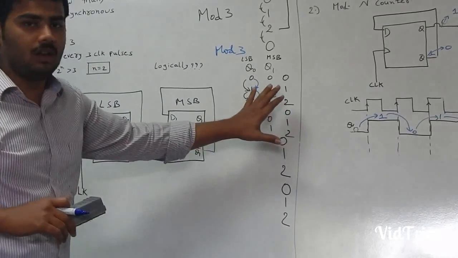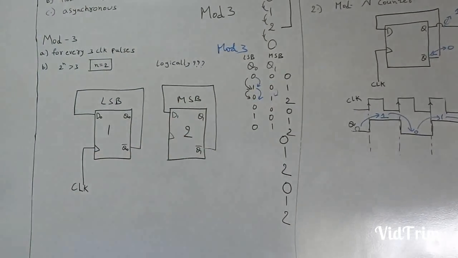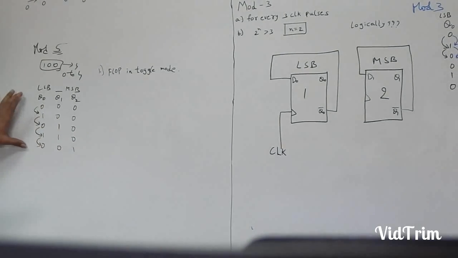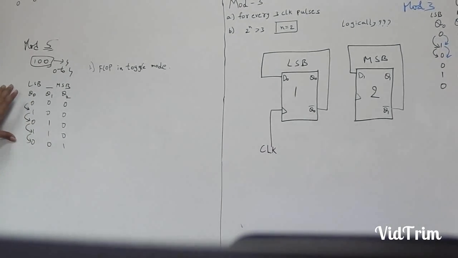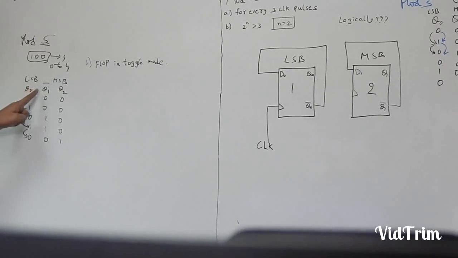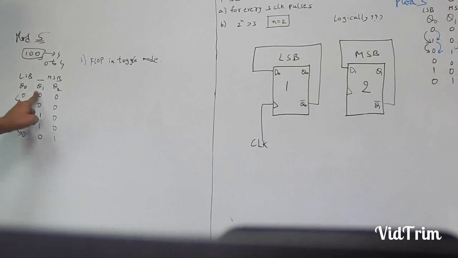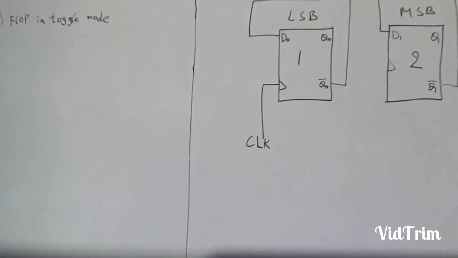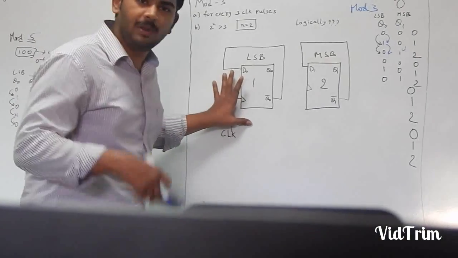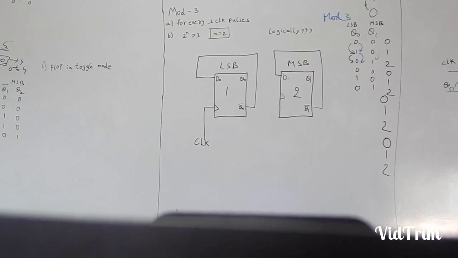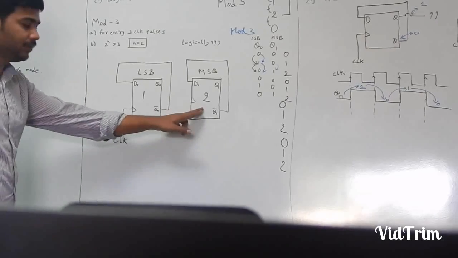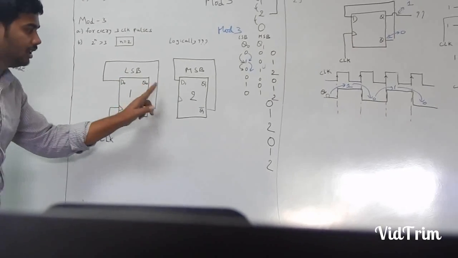Somehow it is toggling. So we should come to the conclusion that in mod 5 also, if we consider it, it is toggling somehow, but based on this action only. By this we should conclude that all flops should be in toggle mode, but they should not continuously toggle. This flop should be continuously toggled, and here also it is toggling, and here also it is toggling. But this flop, based on this output only, it should toggle.